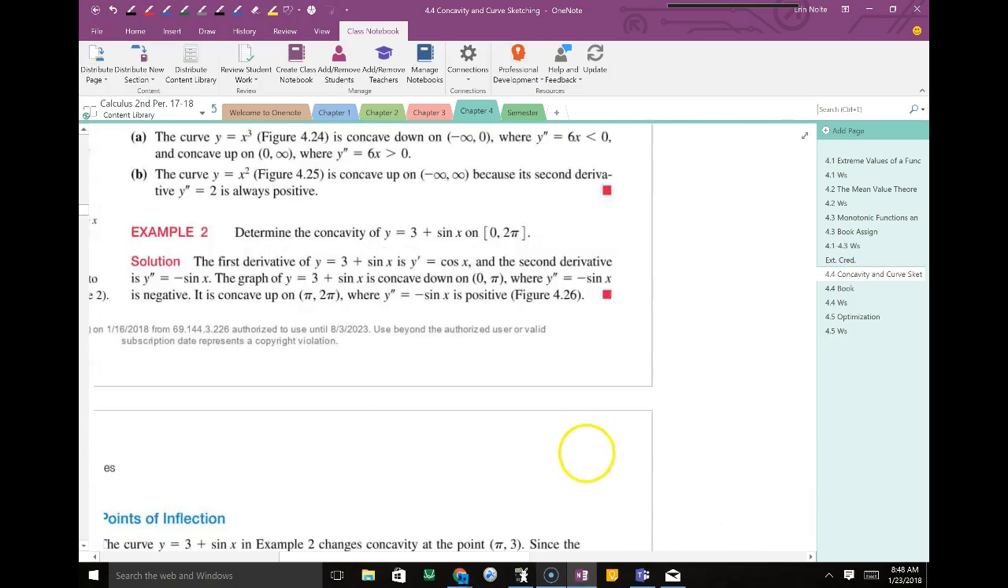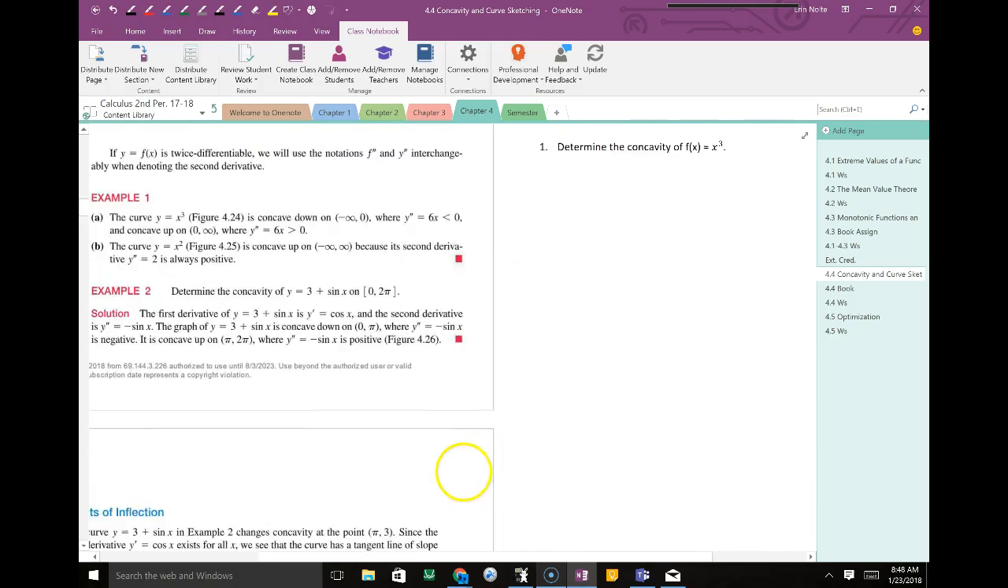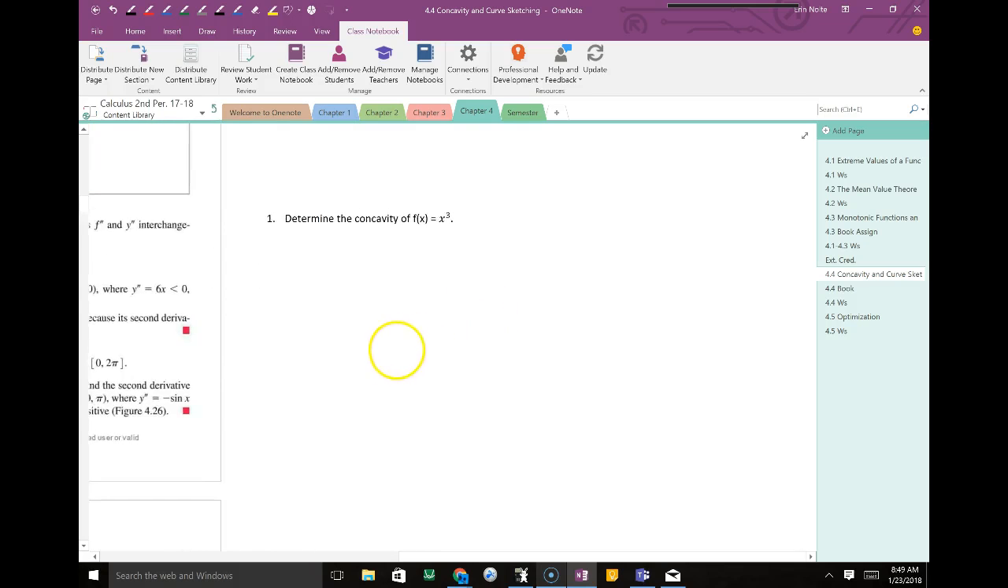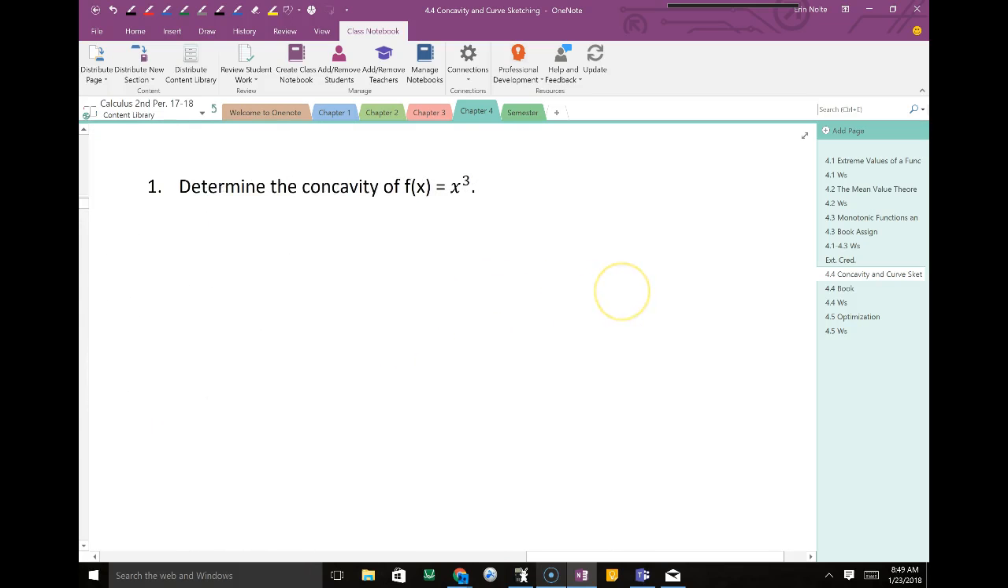Are you ready for an example? How do we find concavity? The first part of this is going to simply be asking you to figure out where the function is concave up and concave down. So how do I find concavity? You take the derivative. We derive it one time, and the first derivative tells us about what?